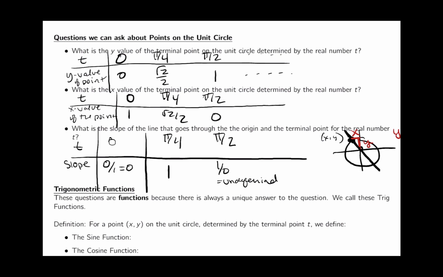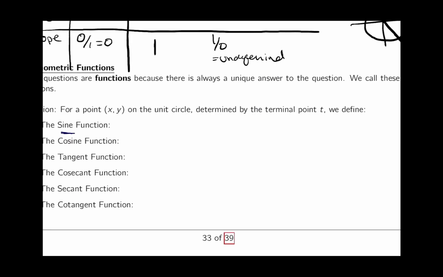So instead of asking what is the y value of the terminal point on the unit circle determined by the real number t, I'm just going to write: what is the sine of t. And that word sin, it's actually S-I-N-E, is shorthand for that whole sentence. So sin is just shorthand notation for that whole question of what is the y value of this point on the unit circle determined by this real number t, or determined by this angle. For the x, we'll call it the cosine. And we will actually have several shorthand names to talk about the values x and y on the unit circle.